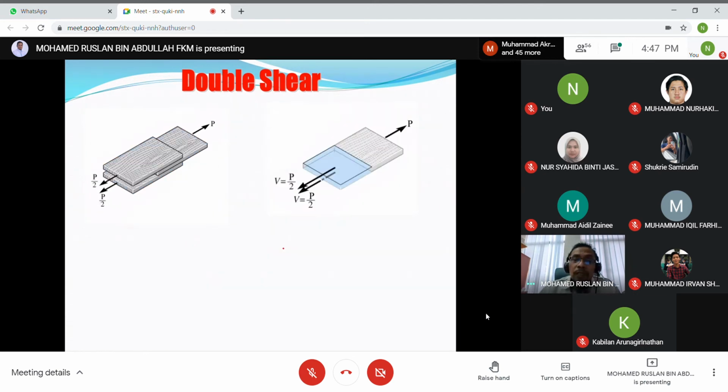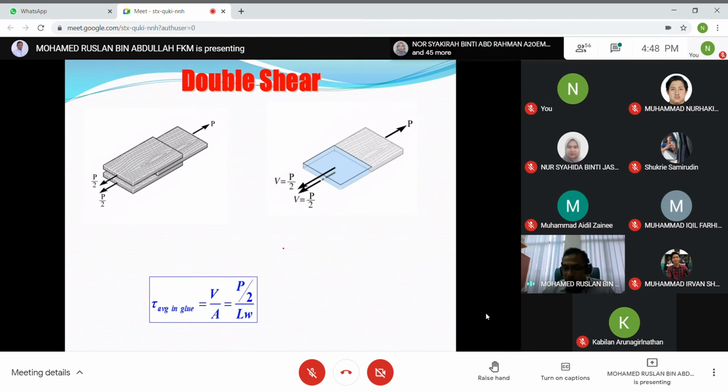The same thing applies for the glue. The formula is the same: V divided by the area, and V in this case equals half P. Half P comes from the equilibrium, from the free body diagram. That is the formula for how to determine the average shear stress.